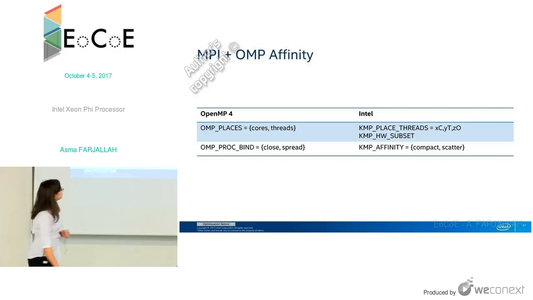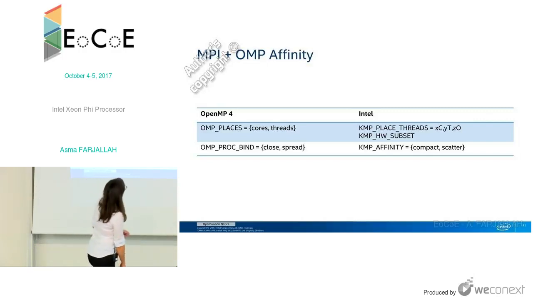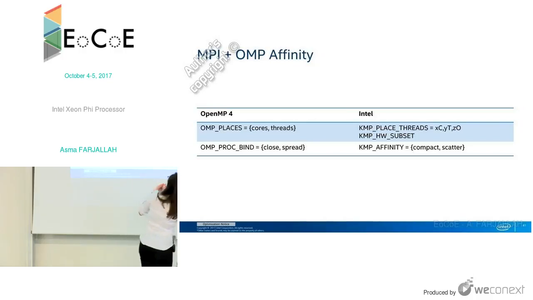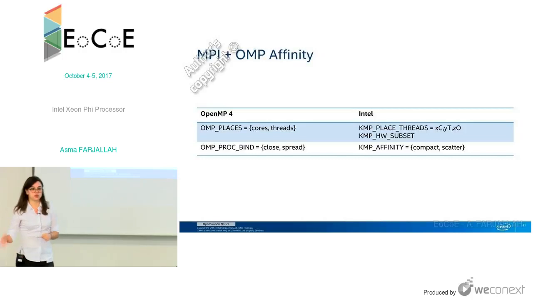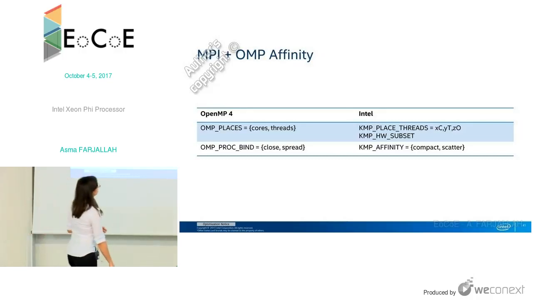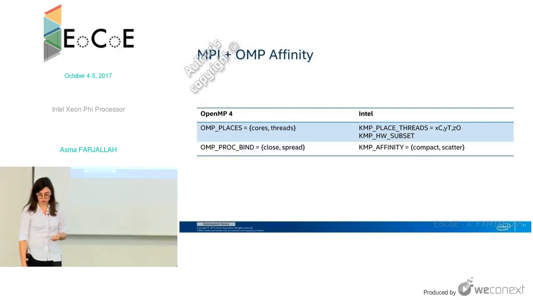Then this is a quick reminder of the OpenMP affinity between OpenMP 4 and Intel. And of course, if you have MPI plus OpenMP, you need to set your MPI pin domain. Then you set your KMP affinity and the number of threads that you are going to use. Simple.